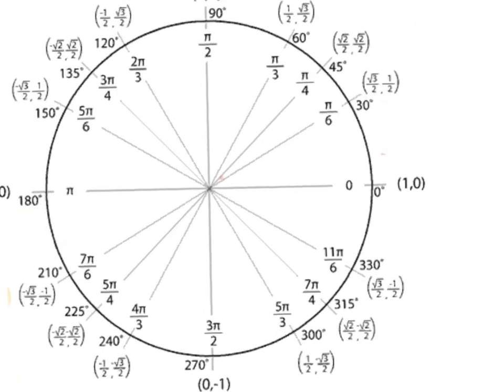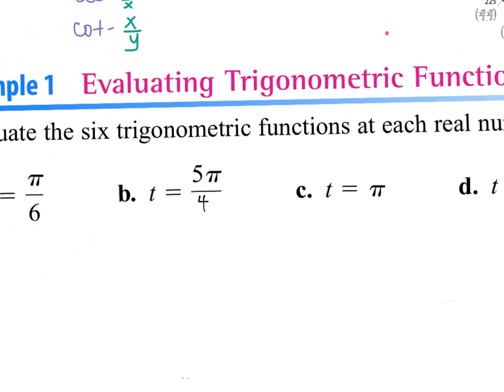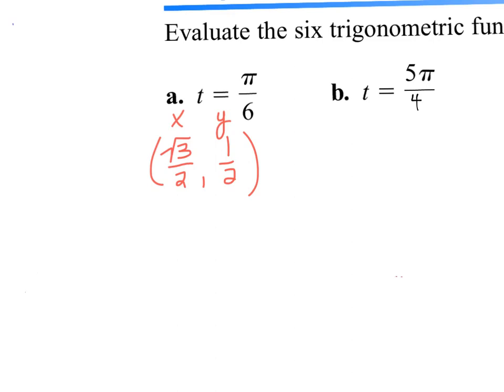So pi over 6. If I go over here to pi over 6, it's root 3 over 2, comma 1/2. So I'm going to write down root 3 over 2, comma 1/2. And I'm going to label this. Root 3 over 2 is my x value, and 1/2 is my y. So we're going to find all 6 trig functions.